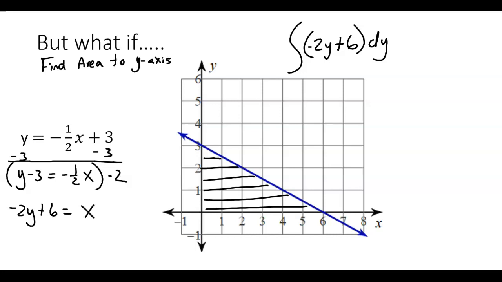That is, if you're doing dy, then the equation that you put in here has to have a y in it, not an x. So I had to rewrite my equation. It's the same equation, I just rewrote it, okay?